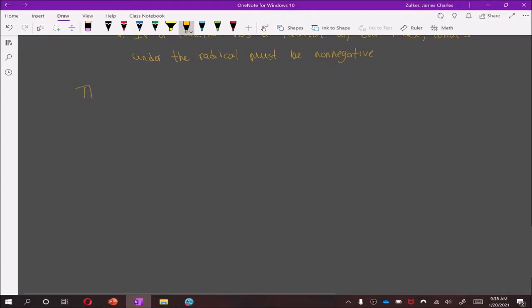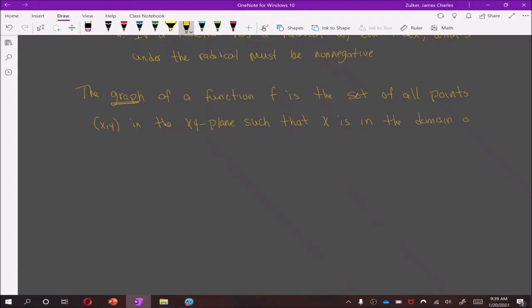Now, the graph of a function f, we'll call it, is the set of all points x, y in the xy plane such that x is in the domain of f and y is equal to f of x. Now recall that the xy plane is the standard Cartesian coordinate system, where x is your horizontal axis and y is your vertical axis.